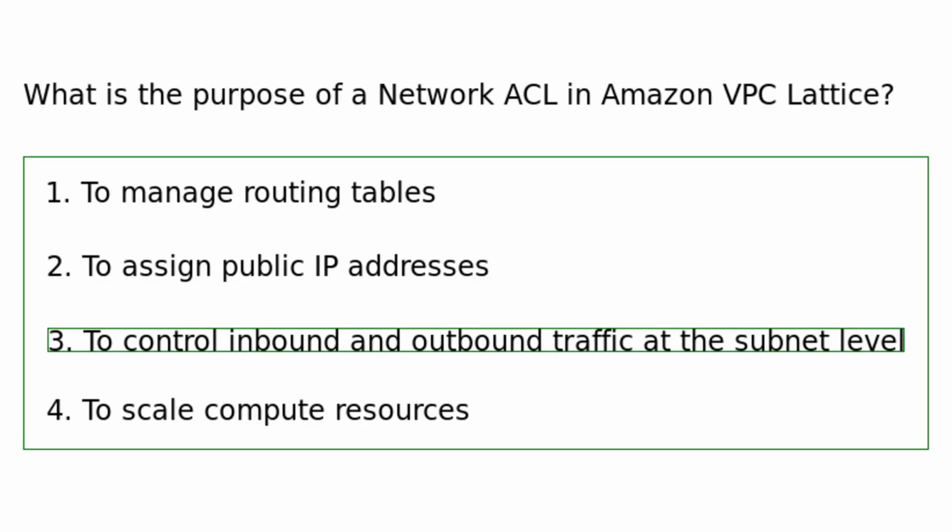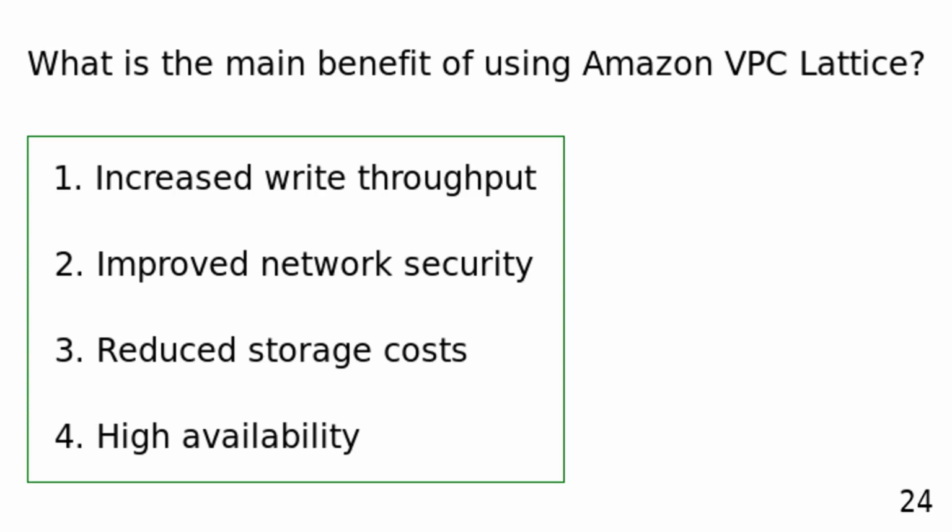A network ACL in Amazon VPC Lattice is used to control inbound and outbound traffic at the subnet level, allowing for fine-grained control over network access. What is the main benefit of using Amazon VPC Lattice? Increased write throughput. Improved network security. Reduced storage costs. High availability.